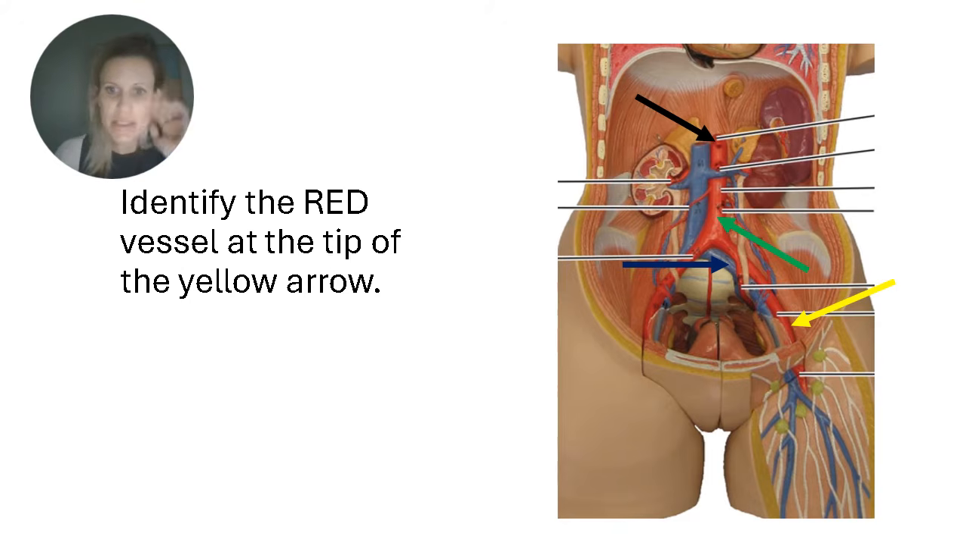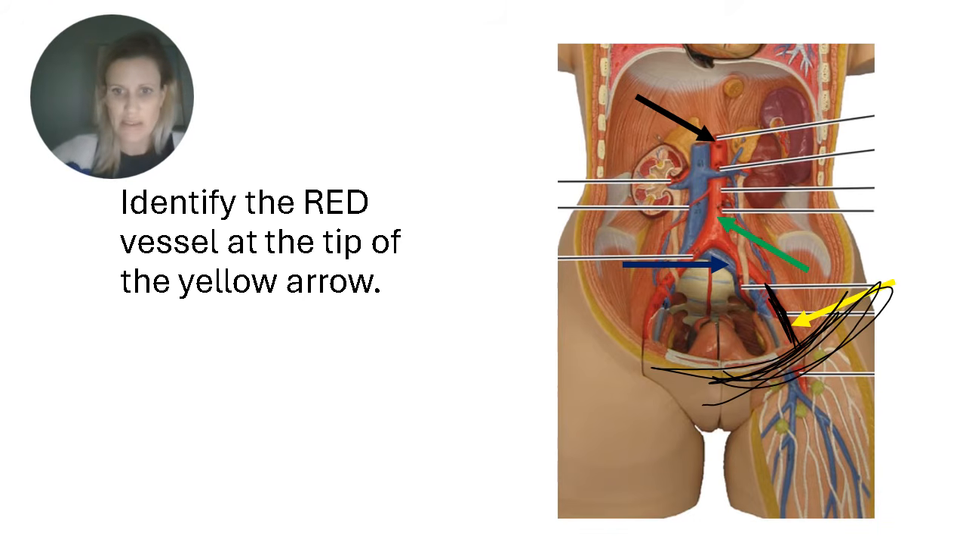Identify the red vessel at the tip of the yellow arrow. So the yellow arrow is pointing to this vessel right here. Note we're in the pelvis, right? Right here's the abdominal wall where we would go from the pelvis to the leg. And that's a major point where the vessels change. When we're talking about the branching down in the pelvis, remember, we'll start with the common iliac arteries. So at the very bottom of the aorta branches and we have common iliac arteries.